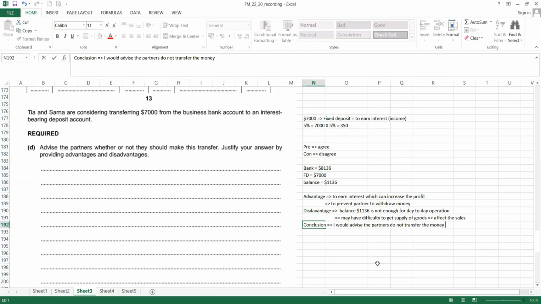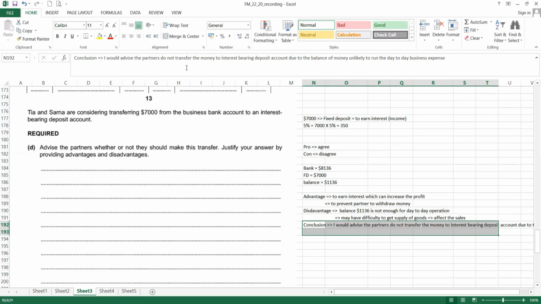the money to interest-bearing deposit account due to the balance of money unlikely to run the day-to-day business expenses. So this is a conclusion. This conclusion give you 1 mark.